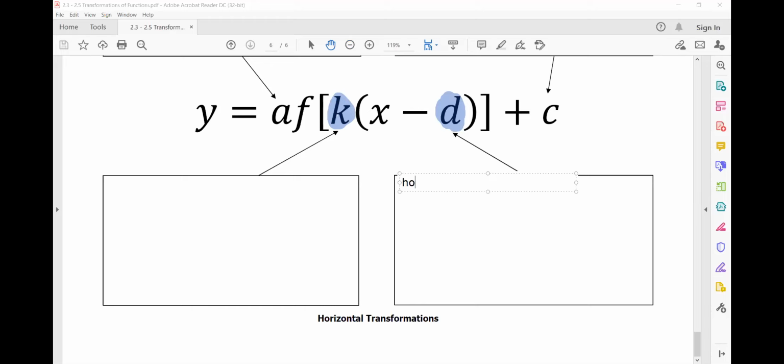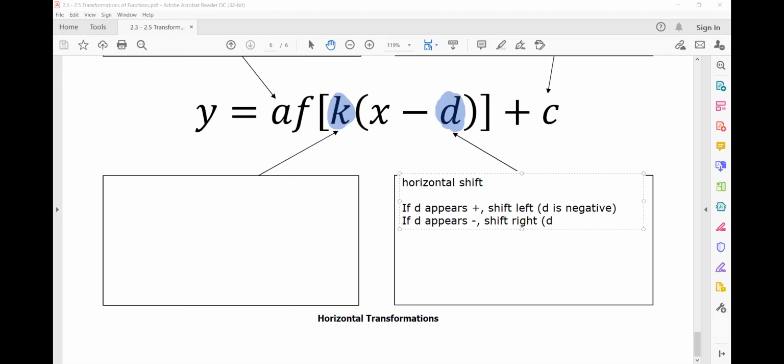The D portion is what we call the horizontal shift. And to go parallel with the vertical shift, if the D appears positive, then we're actually shifting left because the value of D is a negative number. If D appears negative in the equation, then you're actually shifting right because the D is positive in value.